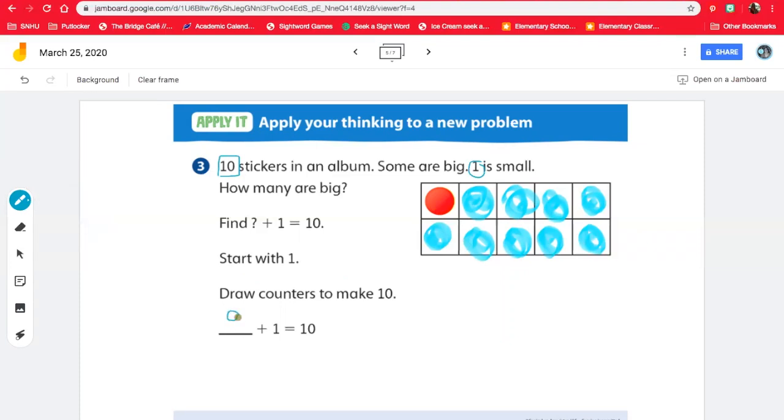So I know 9 plus 1 equals 10 because our 10 frame is full. And if you're not sure if it's full or not, or if there's really 10 there, you can always go back and count all of the counters. 1, 2, 3, 4, 5, 6, 7, 8, 9, 10. There are 10 in all. So now we know 9 plus 1 equals 10. And we'll give ourselves a check because we got that one right.